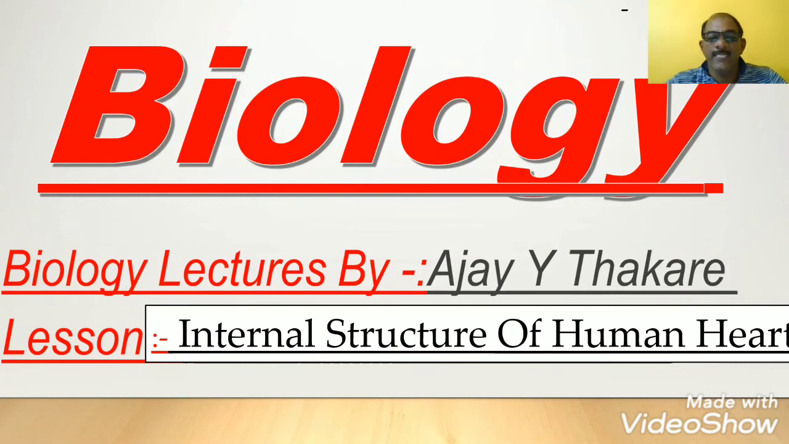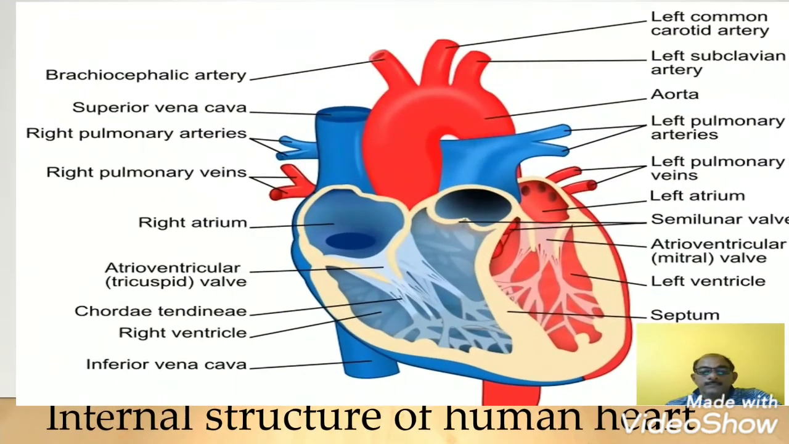So our next one, internal structure of human heart. The structure is shown in this fashion. Internally, heart consists of four chambers: right atrium, left atrium, right ventricle, left ventricle. This atrium and ventricle is separated by a septum.